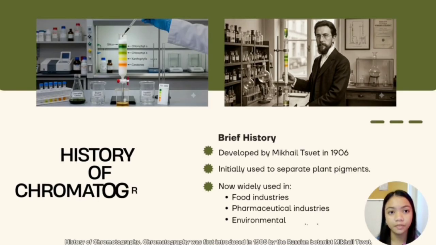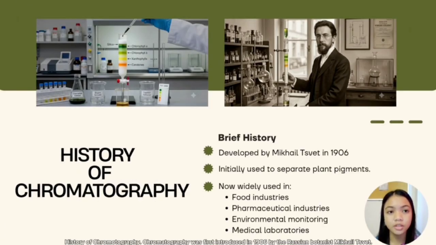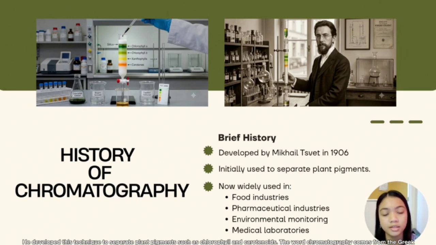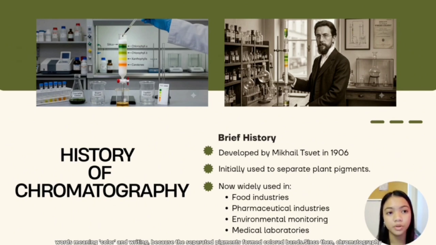History of chromatography. Chromatography was first introduced in 1906 by the Russian botanist Mikhail Tswett. He developed these techniques to separate plant pigments such as chlorophyll and carotenoids. The word chromatography comes from the Greek words meaning color and writing, because they separate pigments into colored bands. Since then, chromatography has become one of the most important techniques in modern analytical chemistry.